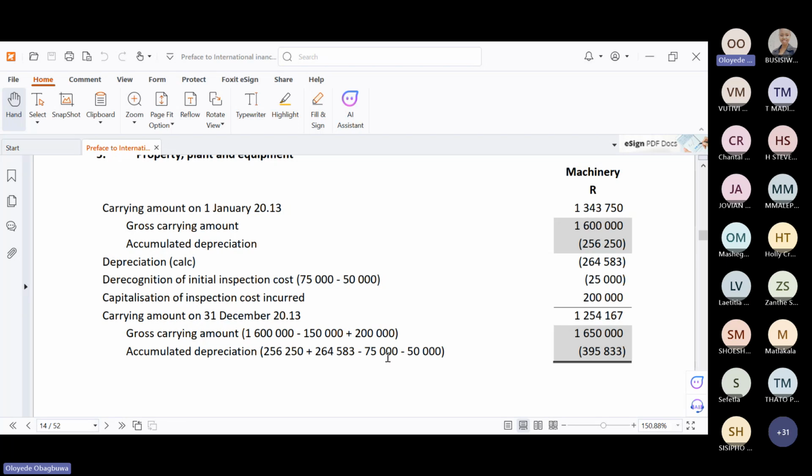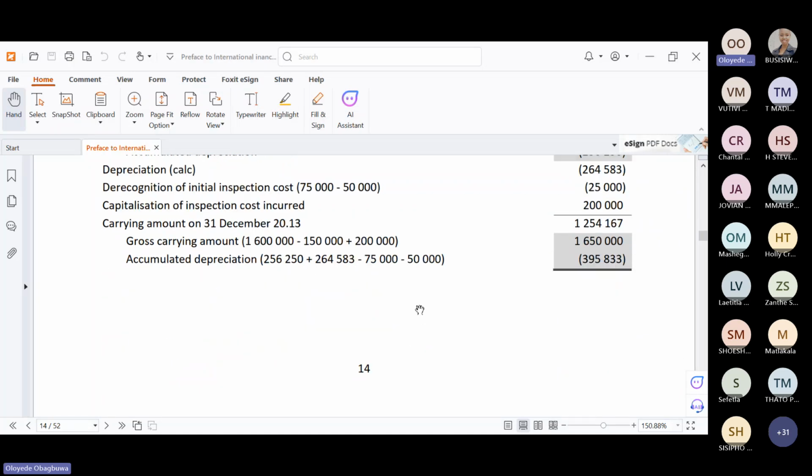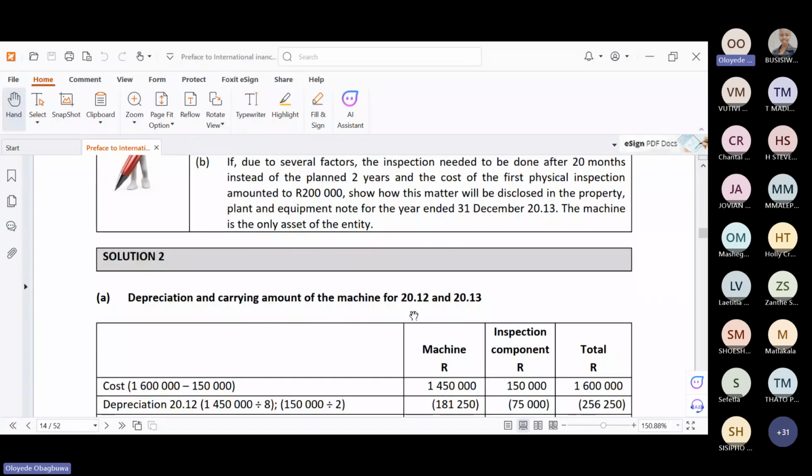You bring in the new inspection cost. Then your accumulated depreciation now: 250 you calculated, plus the current depreciation we calculated now, which is 264.83, then minus 75, then minus 50, minus 75. So your accumulated depreciation will be 395,833. Okay, this is how you will deal with question 2.